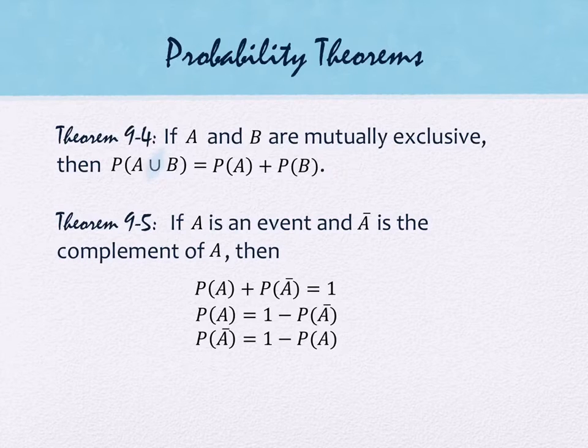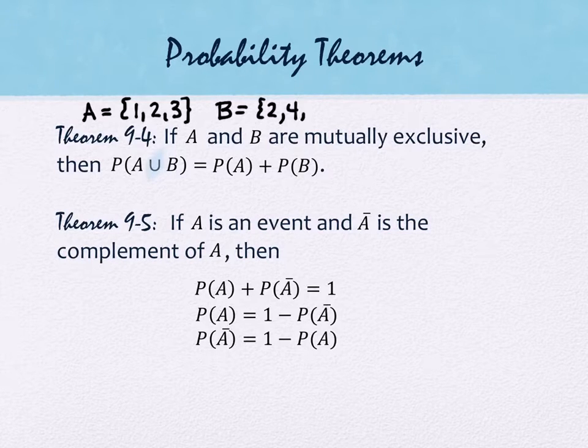Okay, so let me make mention of the fact of what happens if they aren't mutually exclusive. So let's say that instead I had event A, and it was 1, 2, 3. We're still rolling our die, by the way. It's just an easy example to work with. And event B is evens. It's 2, 4, 6.